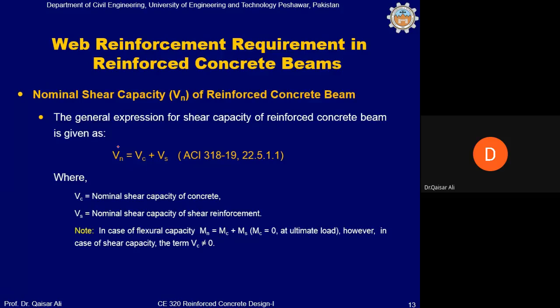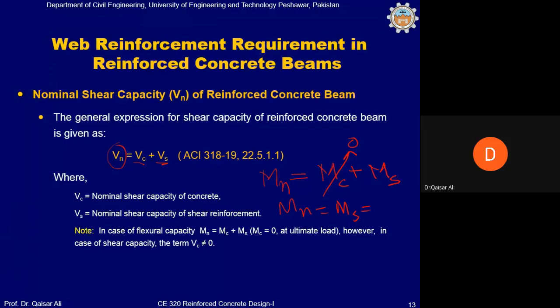The nominal shear capacity of a reinforced beam partly comes from concrete and partly comes from reinforcement if it is provided. In the case of flexure, the nominal bending moment capacity or nominal flexure capacity was taken by reinforcement only, and the contribution from concrete was taken as 0. So Mn was equal to Ms, and Ms was equal to As Fy (d minus a/2).